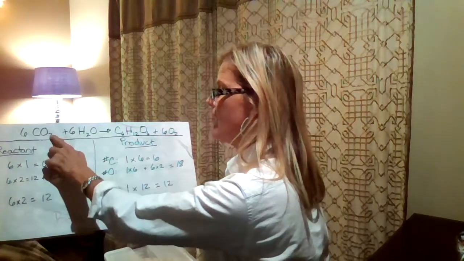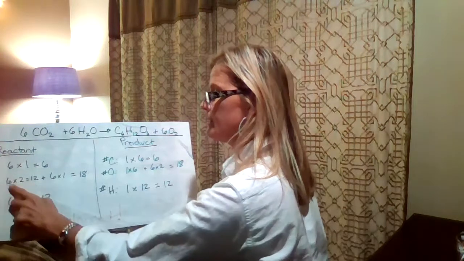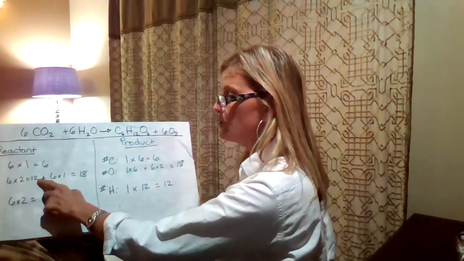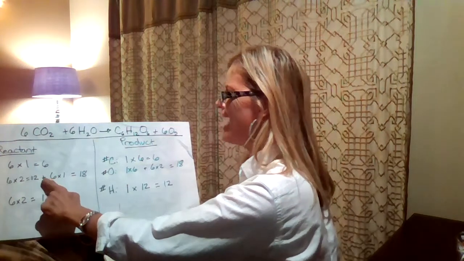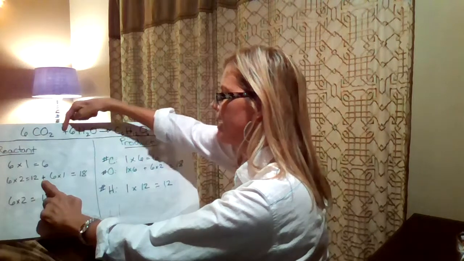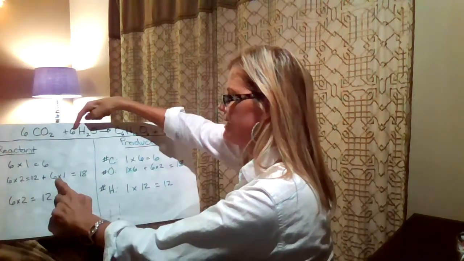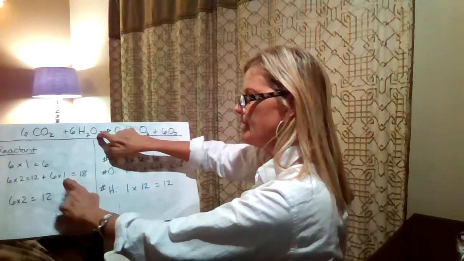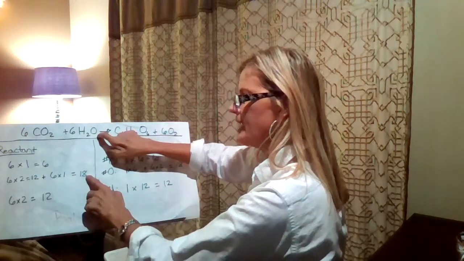We have the oxygen. We go to the 6. There's our 6. We have a subscript of 2. 6 times 2 is 12. We are going to add whatever we have over on this side of your equation because here's our adding sign. 6 times 1, there is not a subscript, is 6. 6 plus 12 is 18.